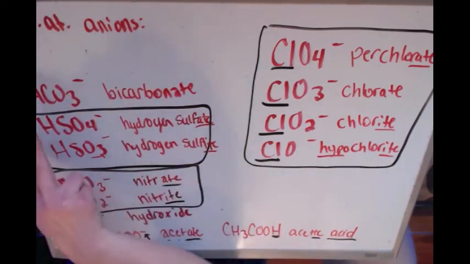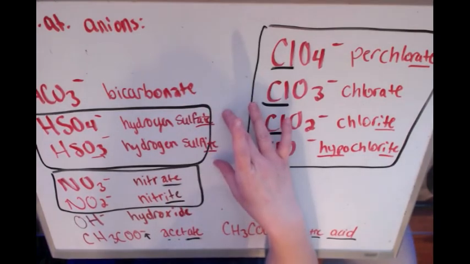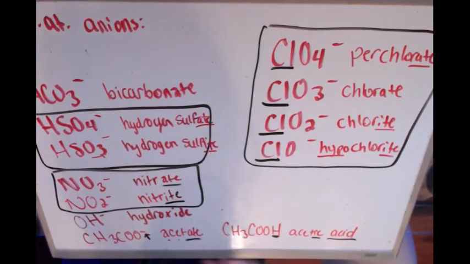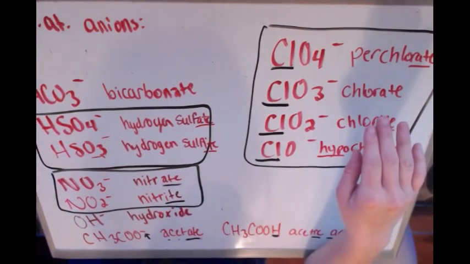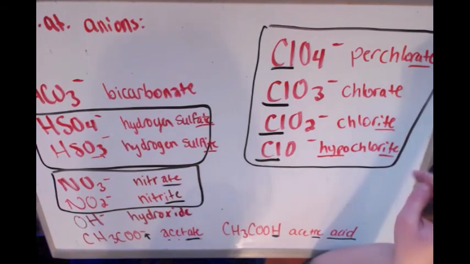So you've got bicarbonate. You don't really have to commit these to memory. I'm just going to show you something in a moment about these. You do have to memorize nitrate, nitrite, hydroxide, acetate, acetic acid. Notice that this is not a polyatomic anion. There's no charge here, but this is. And then you've got your chlorine oxyanions: perchlorate, chlorate, chlorite, and hypochlorite.